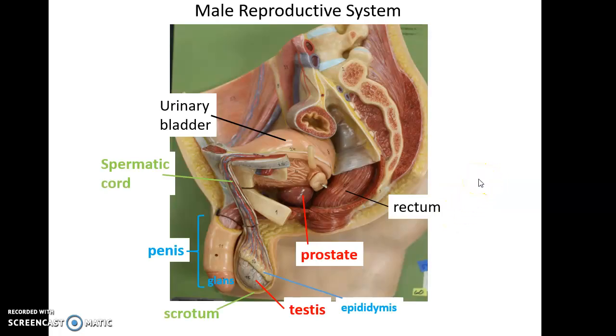All right, we'll start off with the male reproductive system. Here's our lovely model of the male reproductive system. You can see here the scrotum, the skin sac that holds the testes, the epididymis that lies on the posterior and superior surface of the testes, the spermatic cord carrying blood vessels, nerves, and the ductus deferens to the abdominal wall. The urinary bladder is here. The ductus deferens going past the urinary bladder. Here's the rectum. There's the prostate. Here's the penis, and the head of the penis is known as the glans.